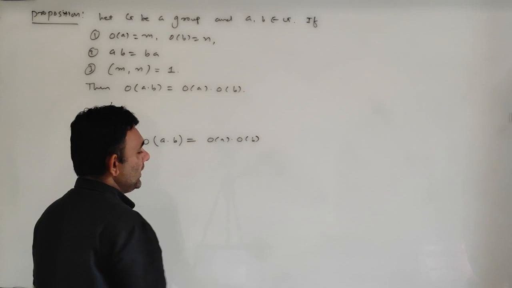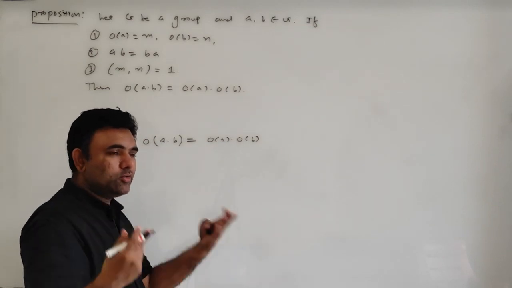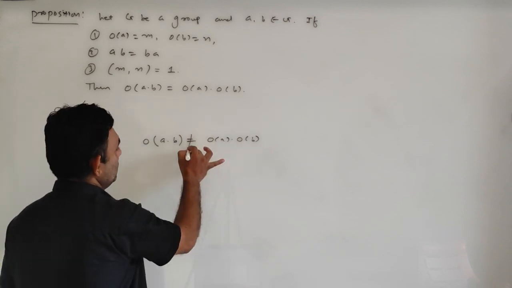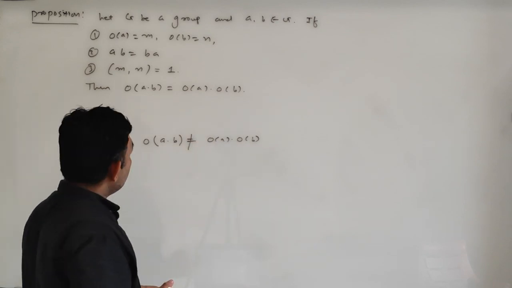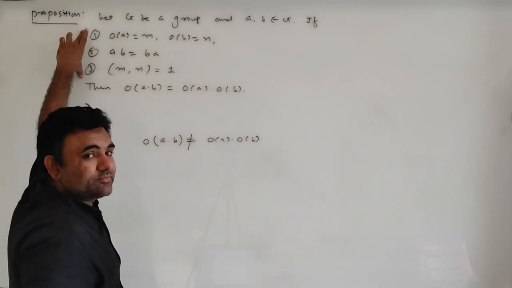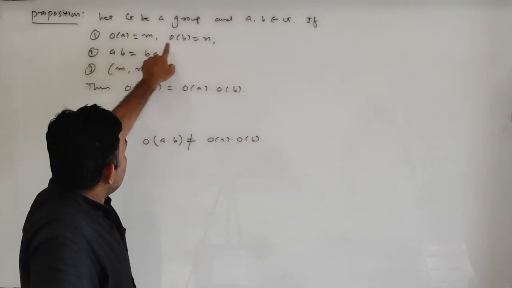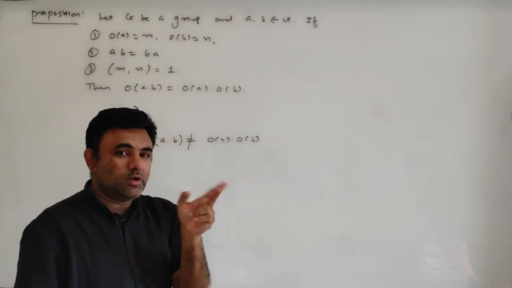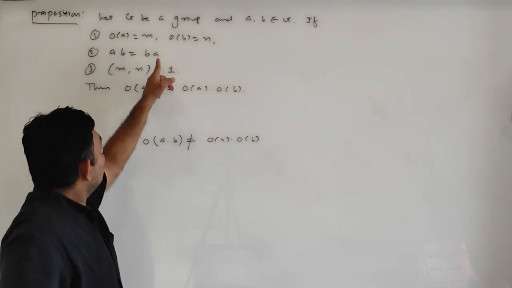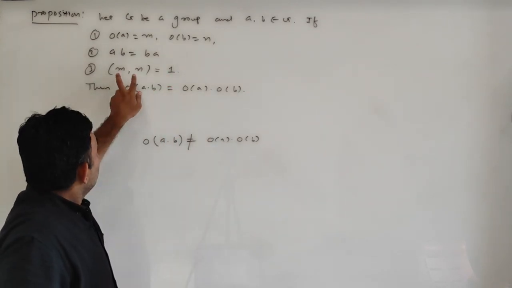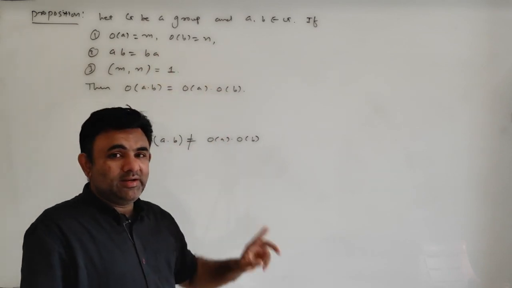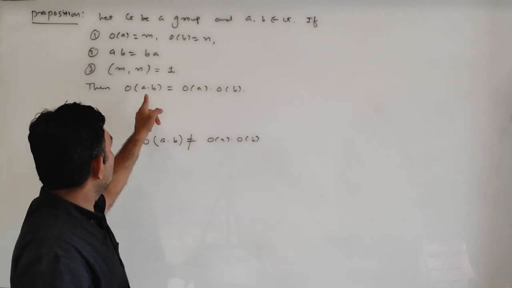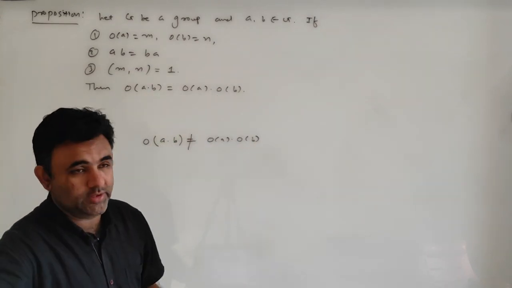So order of AB is order of A into order of B. This does not happen every time. In any group, if you take any two elements and you want this thing, then this is not true in general. This is true only if you have these three conditions. When both the elements are of finite order, and these two elements A and B commute with each other, the second condition. And the third condition is that the orders of these two elements are relatively prime. There is no common factor between the two orders other than 1. So in that case only, order of AB is equal to order of A into order of B.